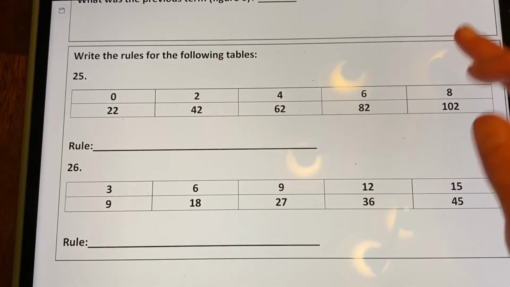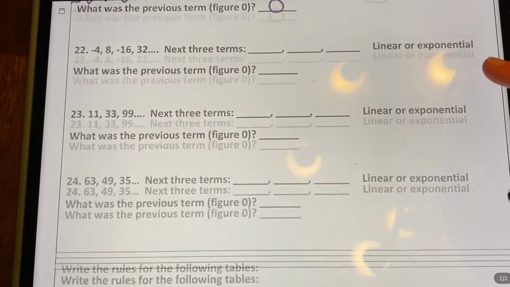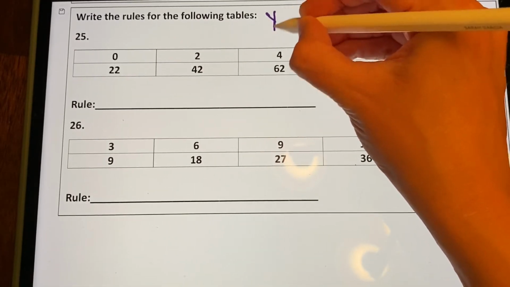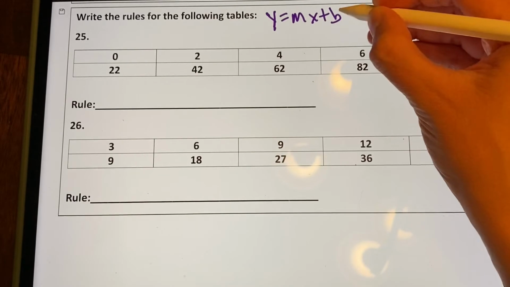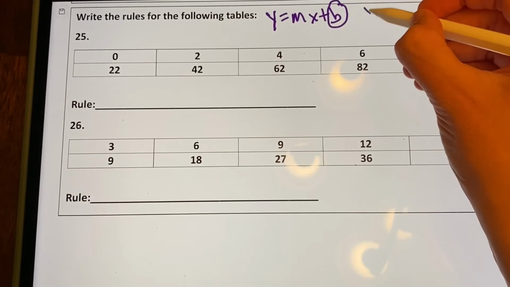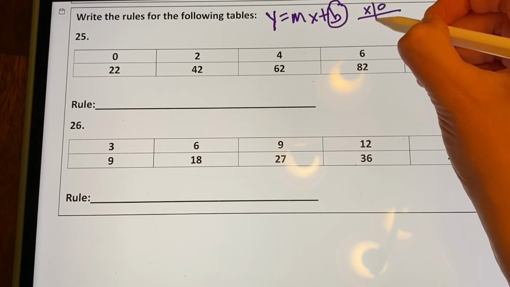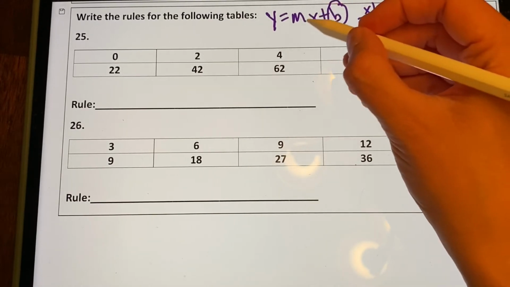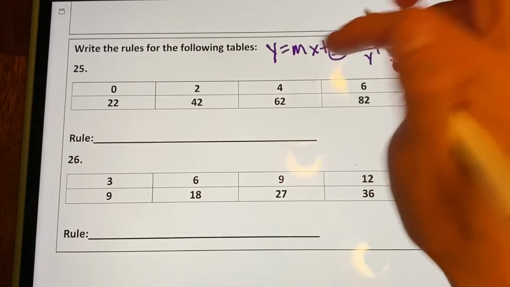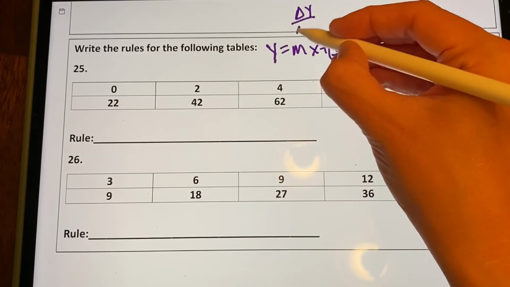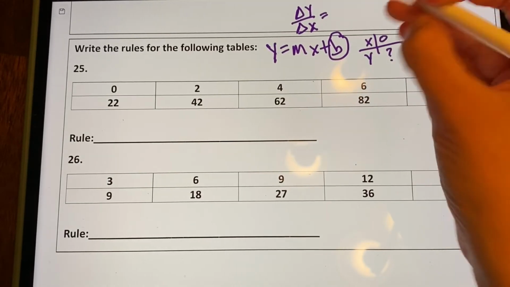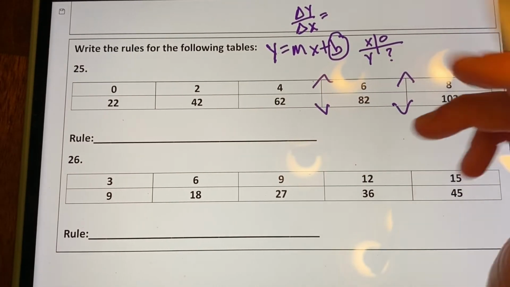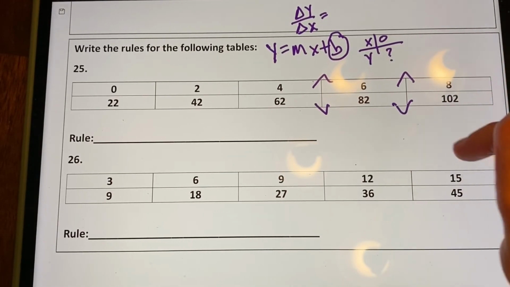Okay, the next section, which is a little bit down, so we just did that one right here. It says write the rules for the following tables, so you should write an equation, y equals mx plus b. Remember that b is when x is 0, what is your y value, and whatever your y value is, that's what you plug in for b. M is going to be your change in y over your change in x, okay? So you divide those two numbers, your y change over your x change, okay? And then that should be it on that one.